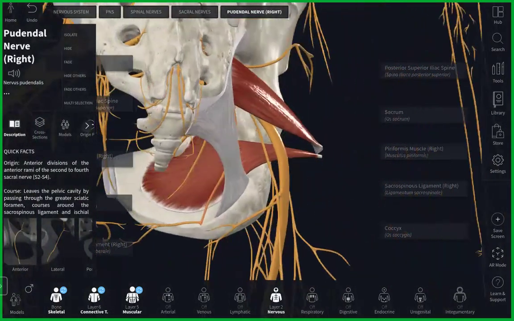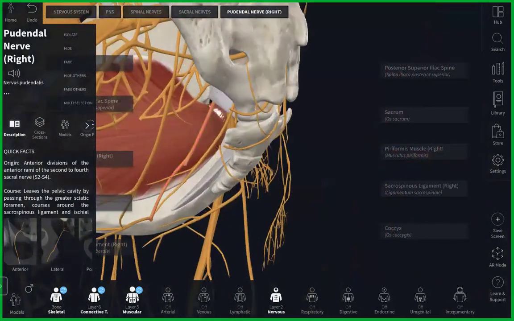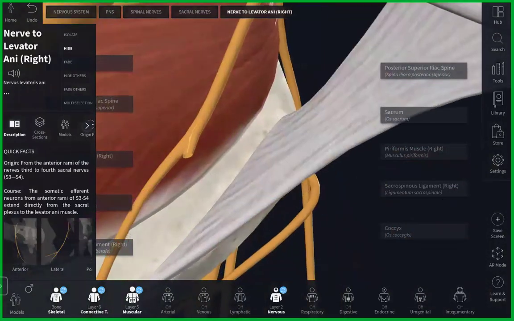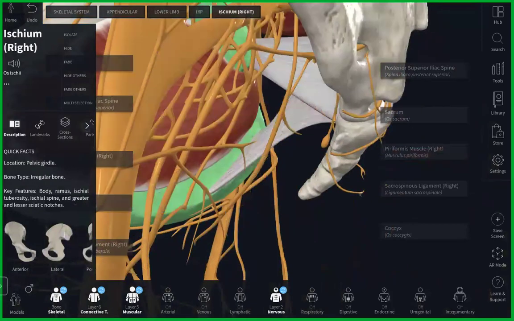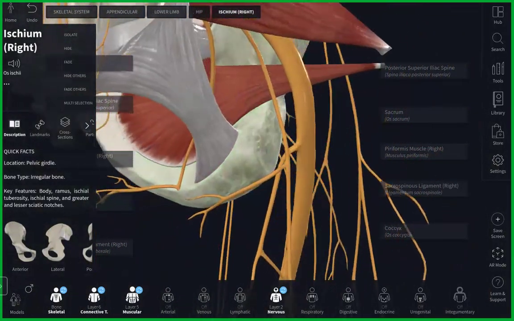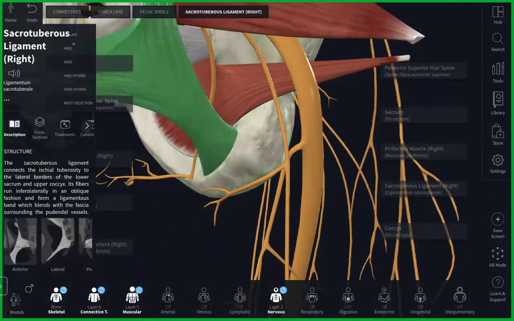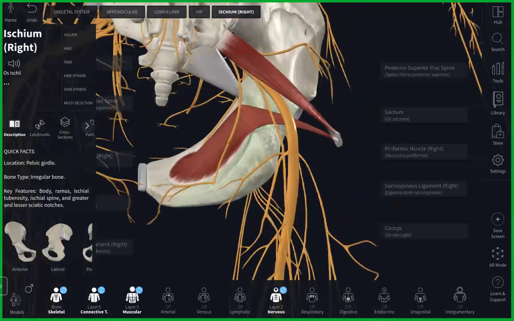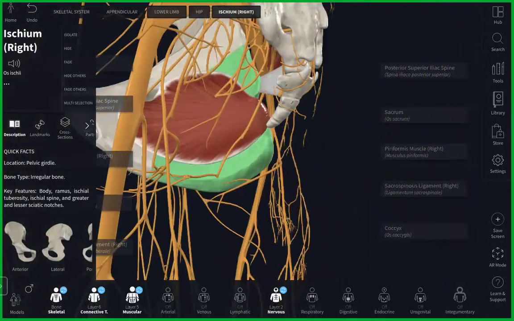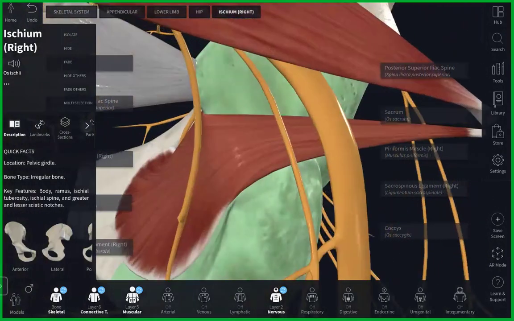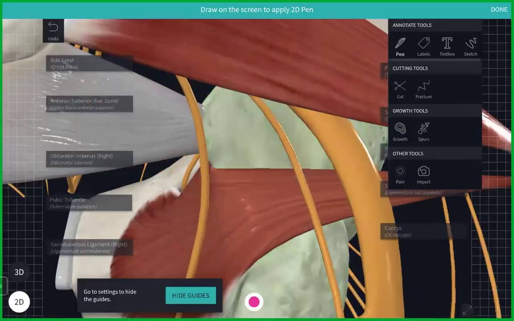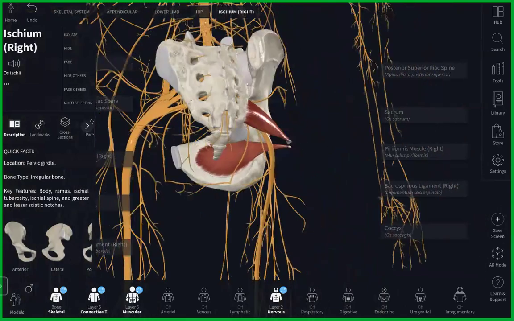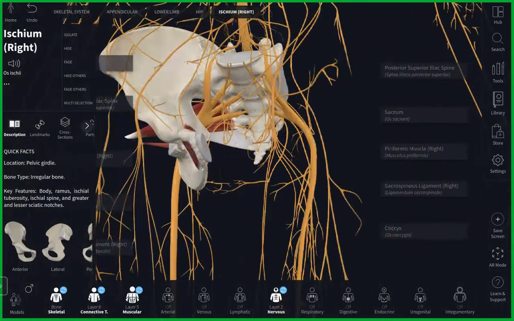So the pudendal nerve, where is it going? This is our ischium, and this is our ischial tuberosity. And here we can see that this is our ischial spine. Behind the ischial spine, the pudendal nerve is crossing. So we block it here. Why? Let me show you why. Let me add the muscles.